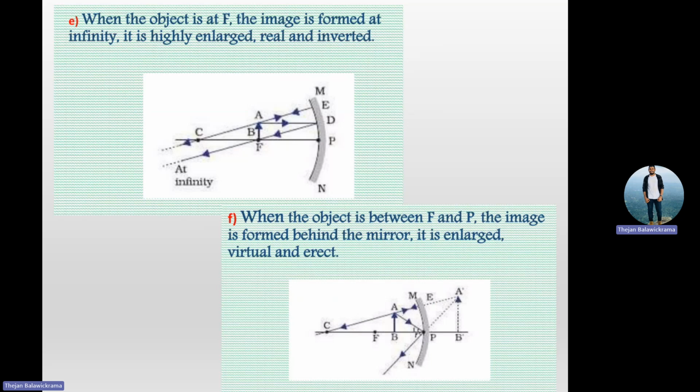the next one is when the object is on F. What happens? If it is on F, the image goes to infinity. This. And when it is between F and C, remember in convex lenses we use this for the simple microscope. For this it is not a lens, right? But the same thing: real, upright, behind the mirror.